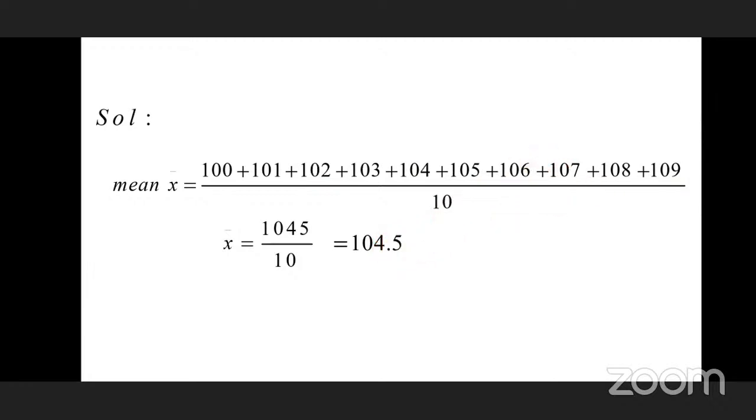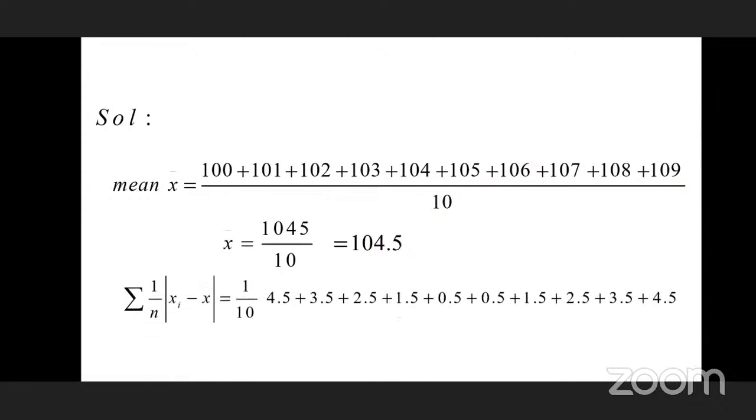What is the formula for this one? The mean deviation is 1 by n sigma of xi minus x bar. We already know this formula at IP level. At IP level it is a 2 marks problem, but at entrance level it is an MSET problem. What is the value?